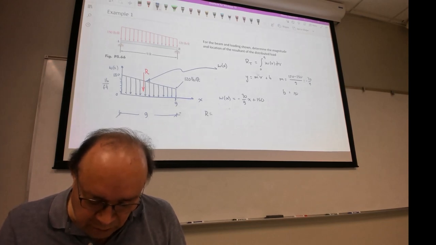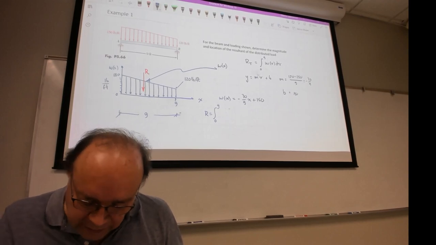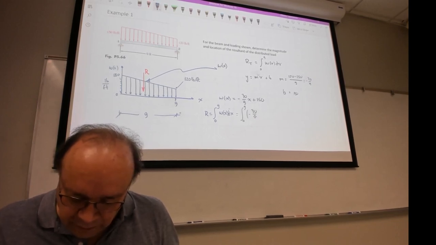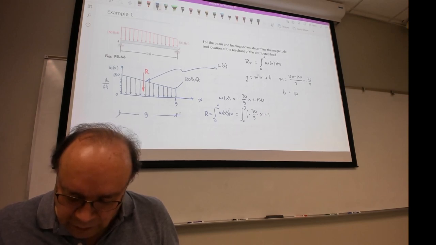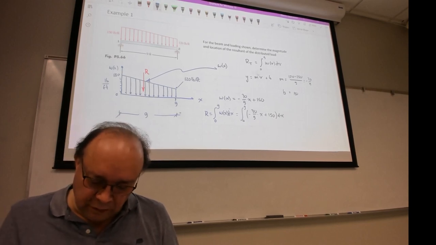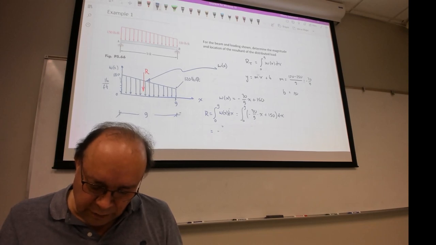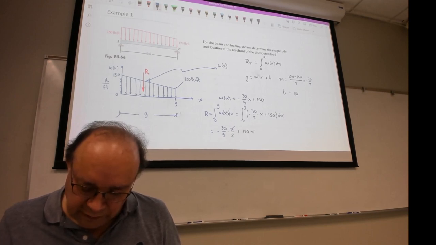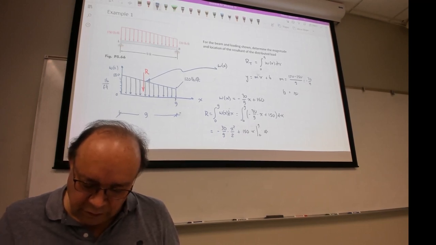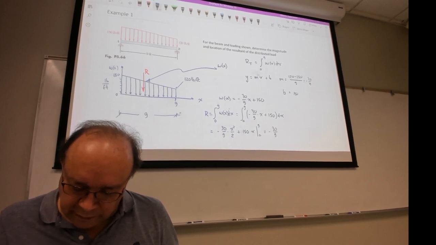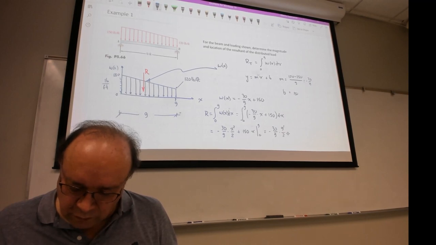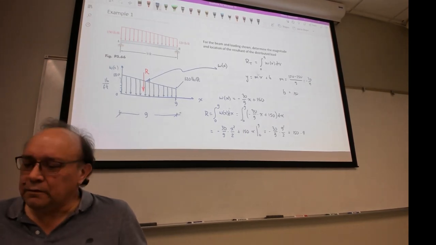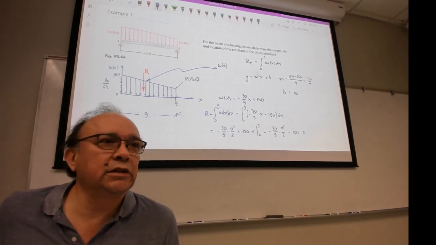So the resultant will be equal to the integral from 0 to 9 of w of x dx. So it will be the integral from 0 to 9 of minus 30 over 9 times x plus 150 dx. That will be equal to minus 30 over 9 x squared over 2 plus 150 x, from 0 to 9, right? So that will be minus 30 over 9 times 9 squared over 2 plus 150 times 9, right? Everything correct? Mistakes? Just a simple integral, right?